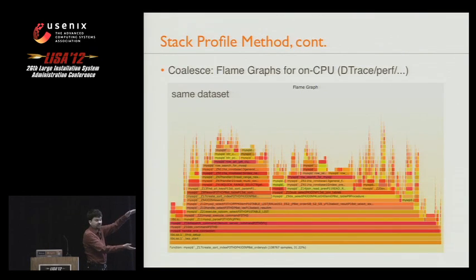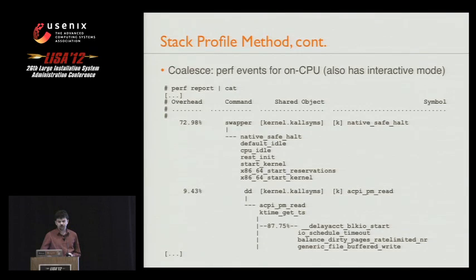It's my stack population. The x-axis is population. It is not time. It's not the passage of time. And the y-axis is stack depth. The color is just random to make it easier to follow. And it's proved hugely successful. So perf events, if you're familiar with that from Linux, they have this. They have a couple of ways to do it. They have a tree way of coalescing things up, and they have interactive mode.